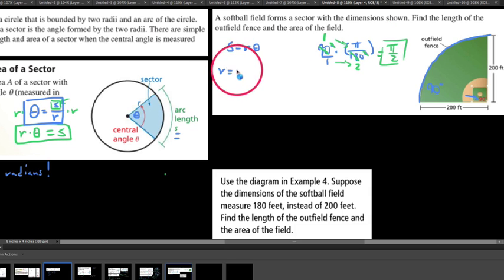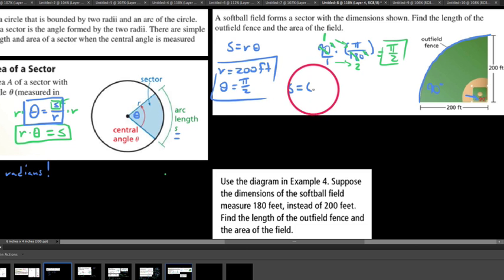So we know that the radius of this sector is 200 feet, and we have our angle in radians, which is pi halves radians. In order to get this arc length, we're just going to say S is equal to the initial 200 feet times pi halves. So we have our radius times theta, r theta. And I guess we could throw this over 1.